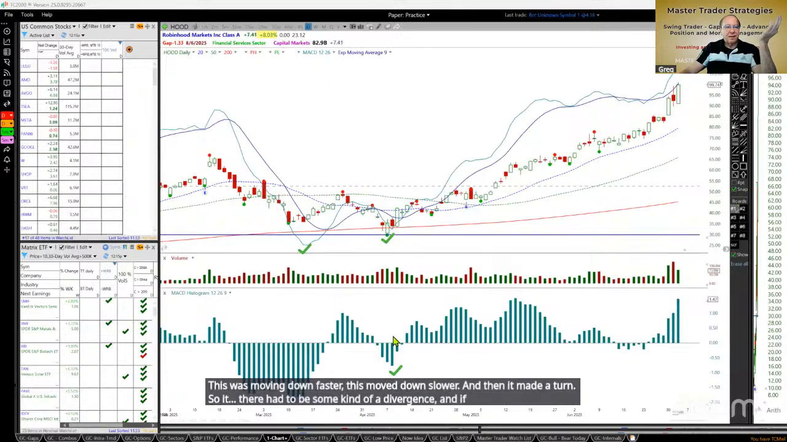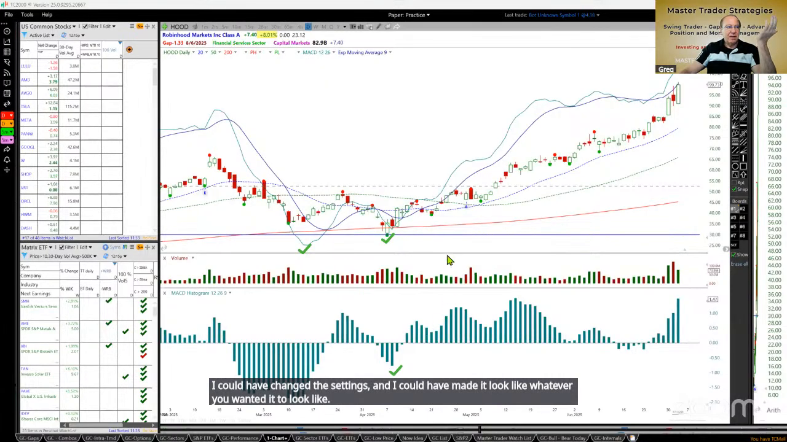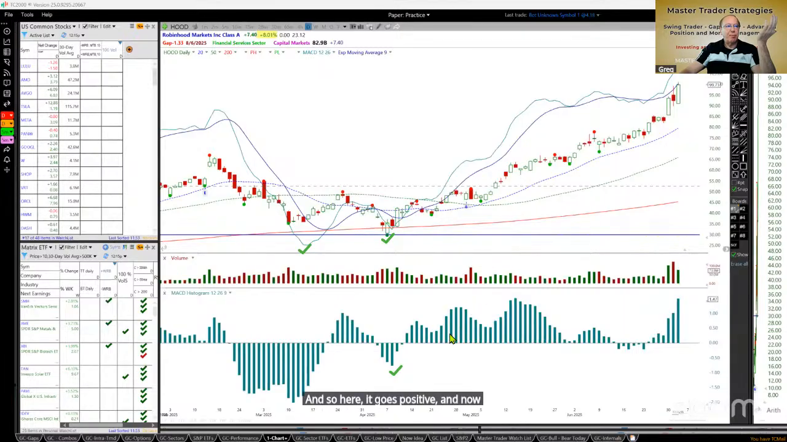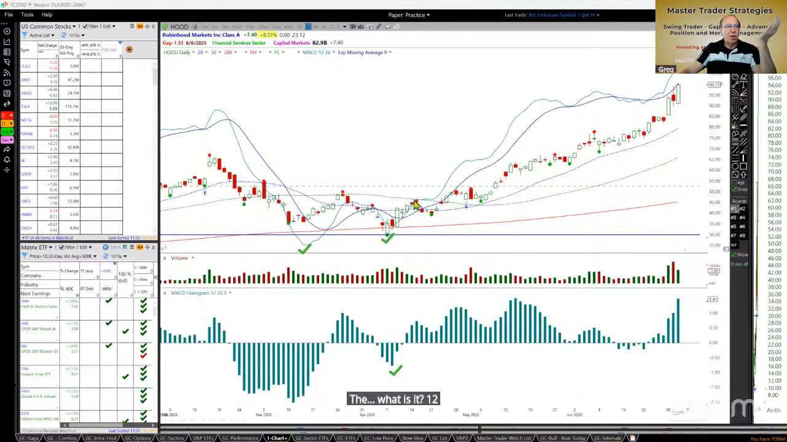So there had to be some kind of a divergence. And if it wasn't, I could have changed the settings and made it look like whatever you wanted it to look like. And so here it goes positive, and now it's above the zero line because the 12 is now above the 26. That's all this is. It's the difference between these two exponential moving averages. If the 12 is above the 26, this will be above zero. If the 12 is below the 26, this will be below zero. So all you're looking at is two moving averages and the difference between them.